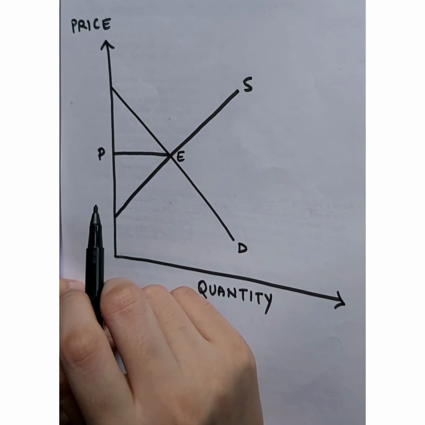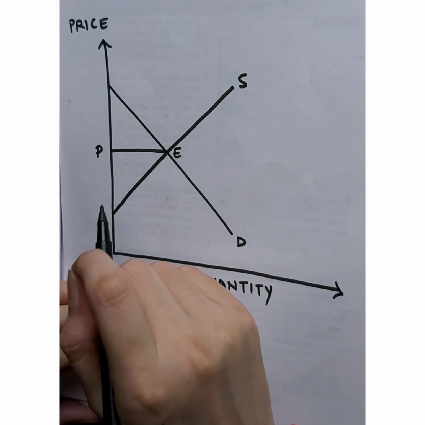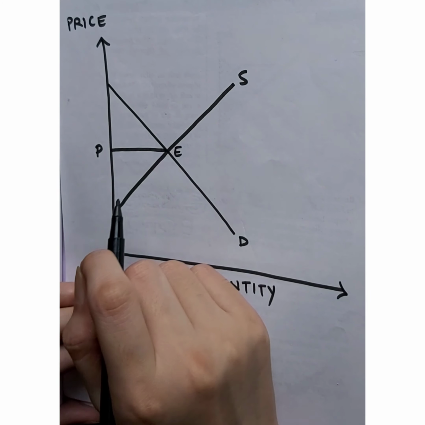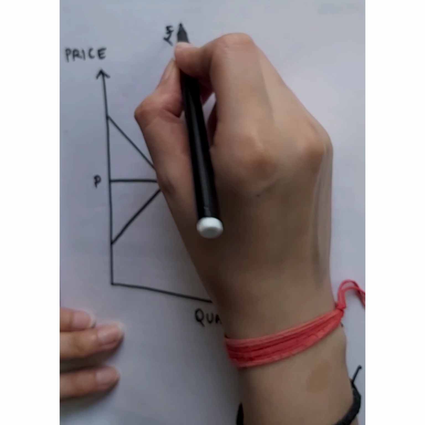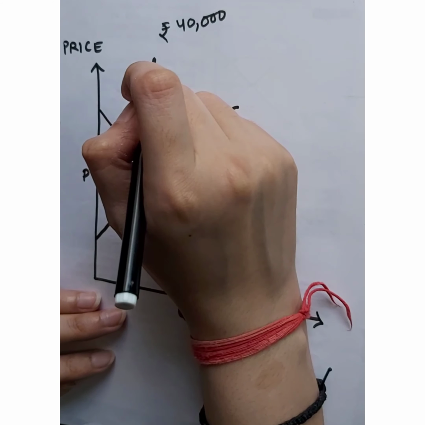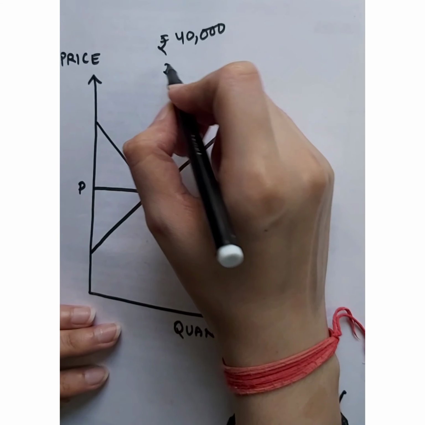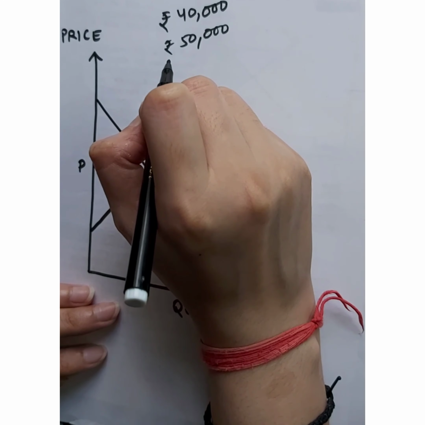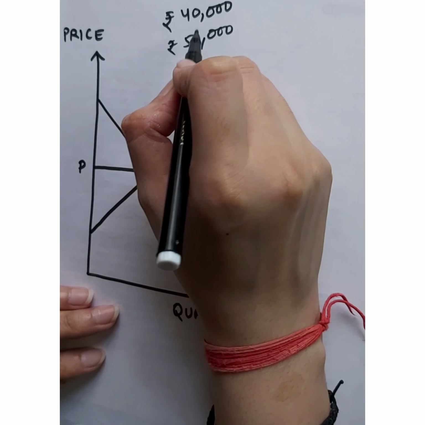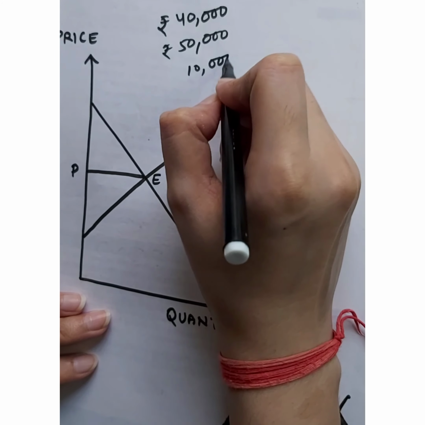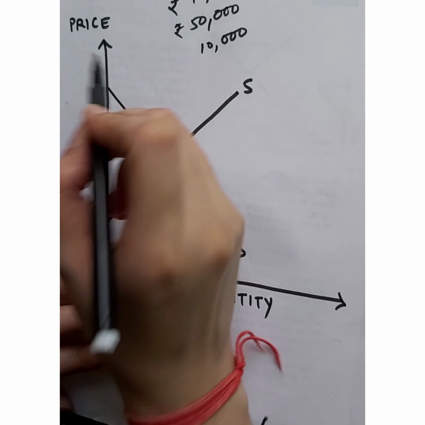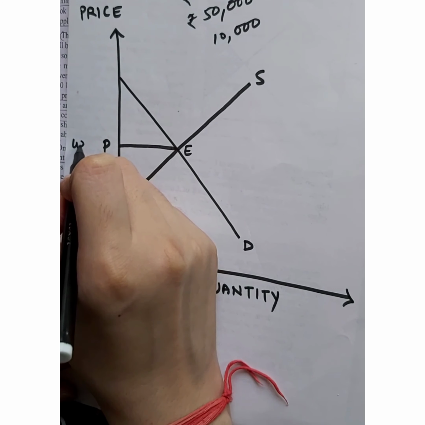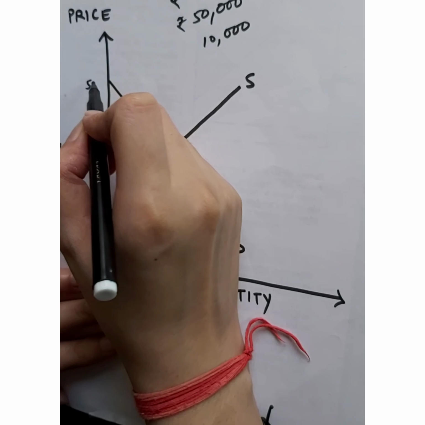Now, first we'll understand the consumer surplus. For example, I want to buy a mobile which is actually priced in the market at 40,000 rupees. But I was assuming that it would cost around 50,000 rupees because the features and the camera quality were very good. So in this case, 10,000 rupees would be my consumer surplus because this is the price line. The market determined price was 40k and I was willing to pay 50k.